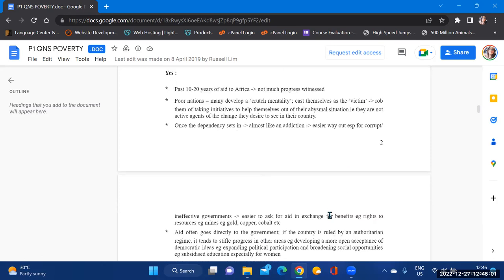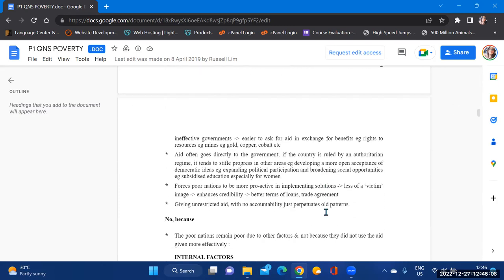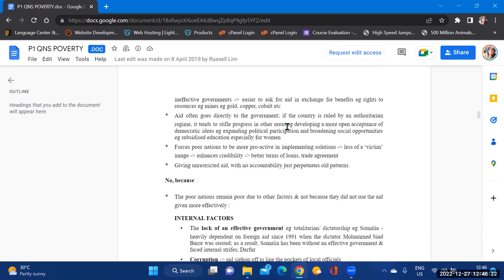Once dependency sets in, almost like an addiction, it is an easier way out, especially for corrupt or ineffective governments, to ask for aid in exchange for benefits, for example rights to resources such as mines: gold, copper, cobalt, and so on. The aid often goes directly to the government. If the government is ruled by an authoritarian regime, it tends to stifle progress in other areas, and so on.